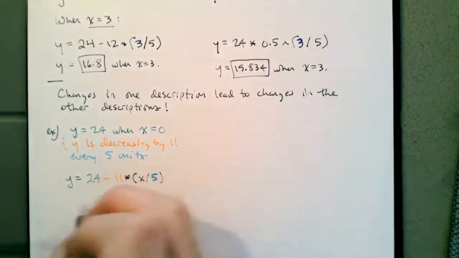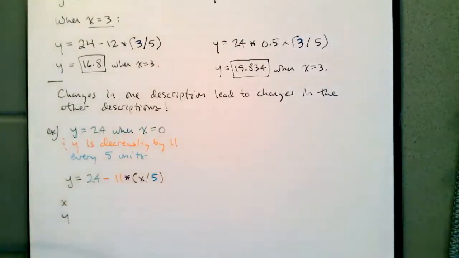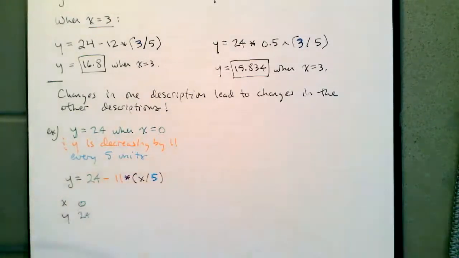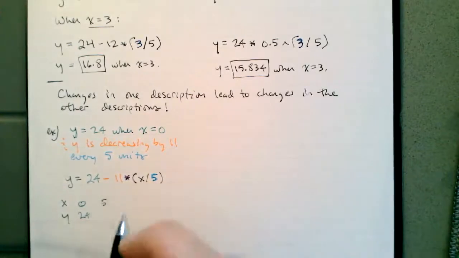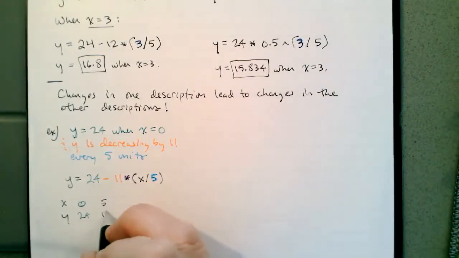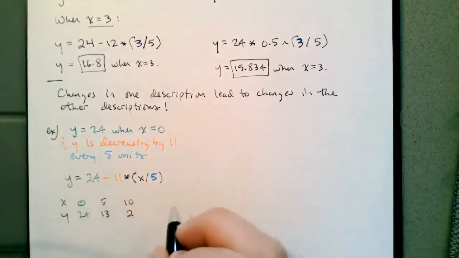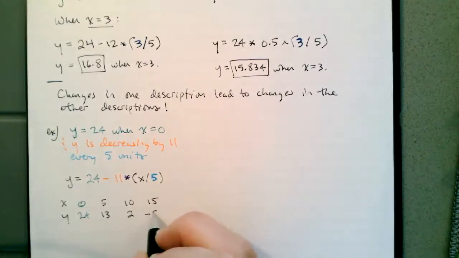And we can also read this description and quickly come up with a table of values. We start off at 24, and we subtract 11 every 5 units. So after 5 units, we'll subtract 11 one time. So we'll end up with 13. After 10 units, we've subtracted 11 twice. We'll be at 2. And then at 15, we'll subtract 11 a third time and be at negative 9.